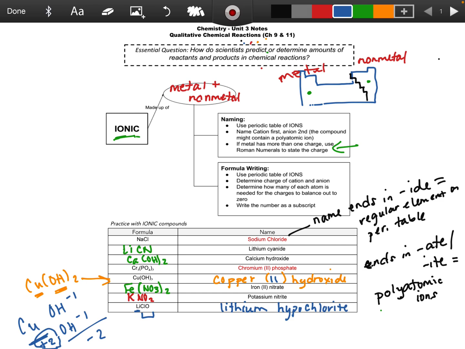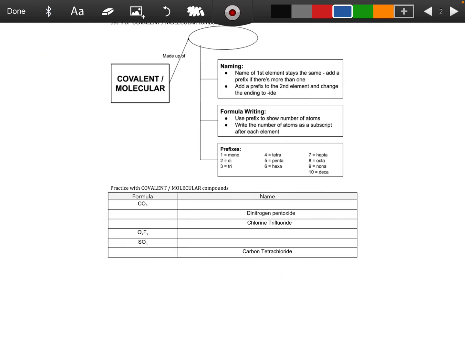So that's a review on ionic compounds. Covalent and molecular are made up of 2 nonmetals. So this is only 2 nonmetals. If you have more than 2 elements in the compound, they cannot be molecular or covalent. Molecular and covalent use prefixes in the name because they do not have a positive and negative charge.